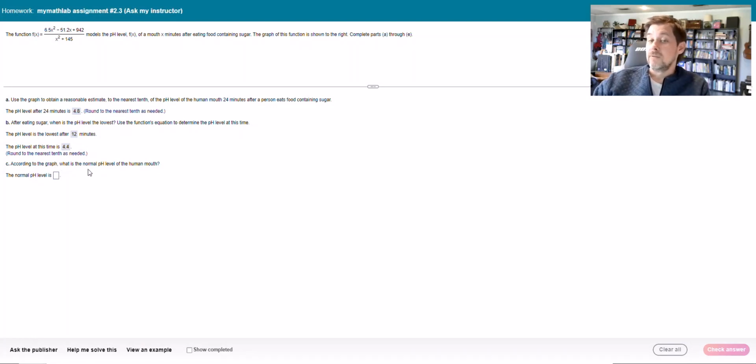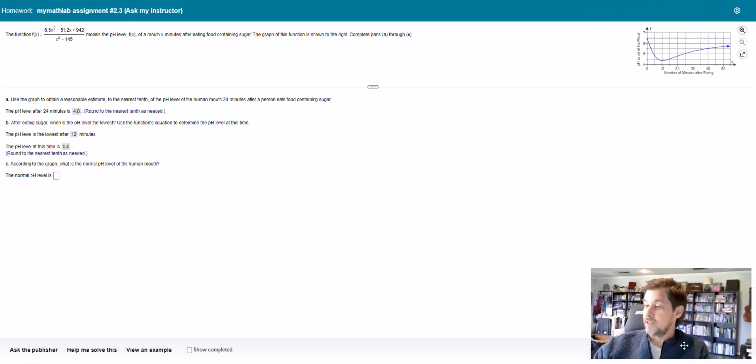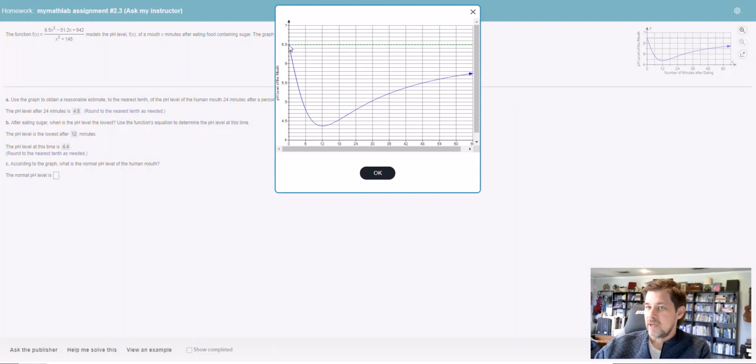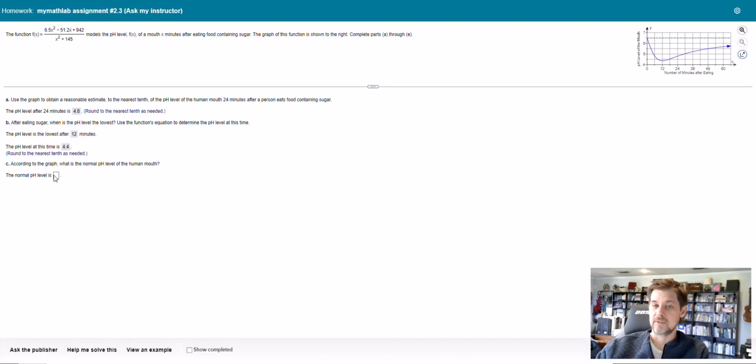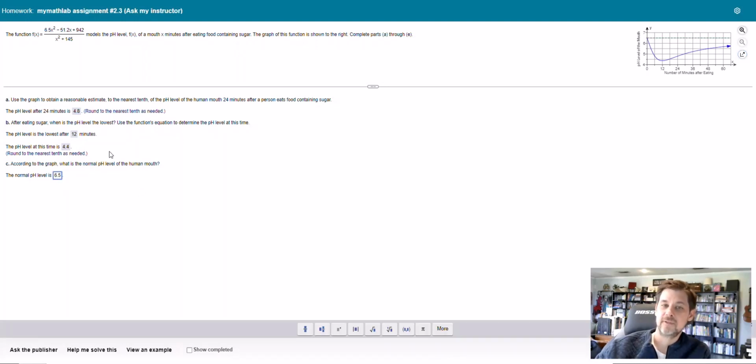According to the graph, what is the normal pH level of the human mouth? Remember when I looked at this earlier, my impression was that at time t equals 0, when you haven't eaten anything yet, your pH is about 6.5. So that's where it starts off, and then it takes this rapid dip after eating, but it's trying to climb back up to normal as time goes on. That's what you're seeing here. And there it is, 6.5. That green dashed line, the horizontal asymptote of the graph, is what appears to be normal. So that's what we're looking for in part C.